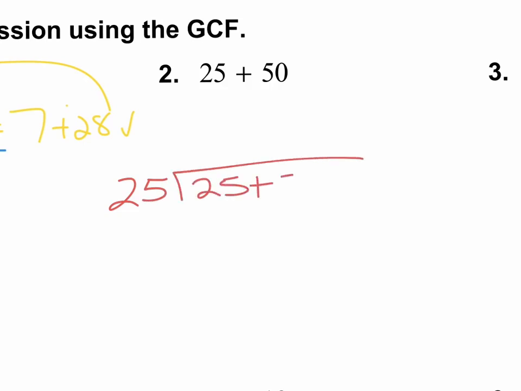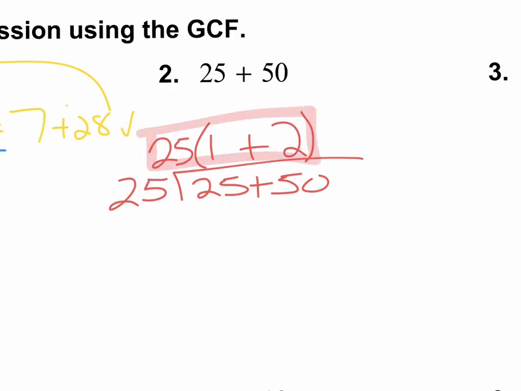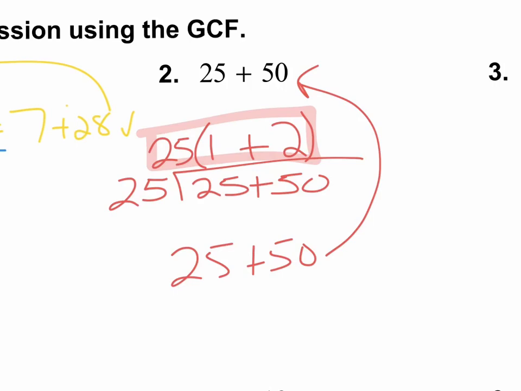25 plus 50. So 25 divided by 25 is 1. Bring up my sign, that plus, that 50 divided by 25, 25 goes into 50 two times. And I'm not done because I have to put parentheses and then bring up that 25. And that is my answer right there, 25, parentheses 1 plus 2. You can go ahead and check if you want. 25 times 1 is 25, plus 25 times 2, which is 50. And that is what we originally had.